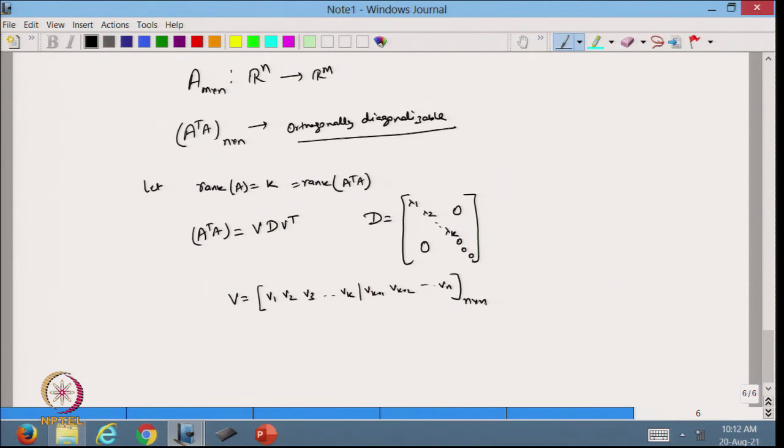So, that we already know because the matrix A transpose A is an n cross n matrix. So, this is what we are going to do in step 1.